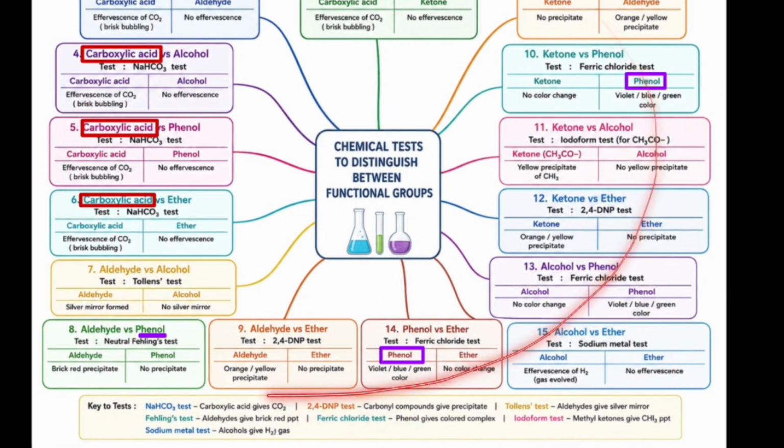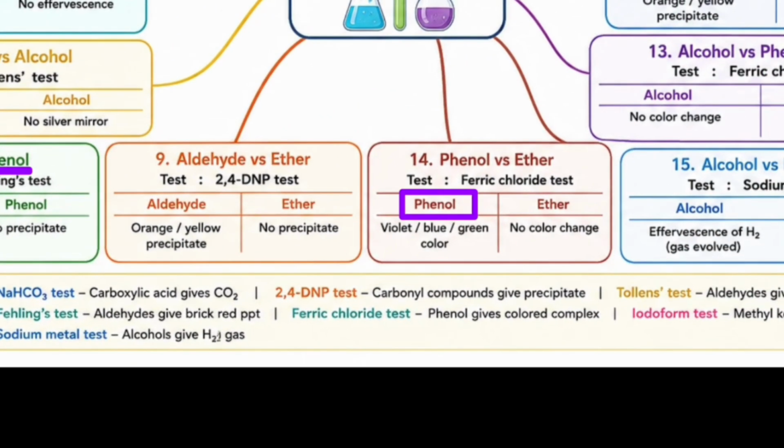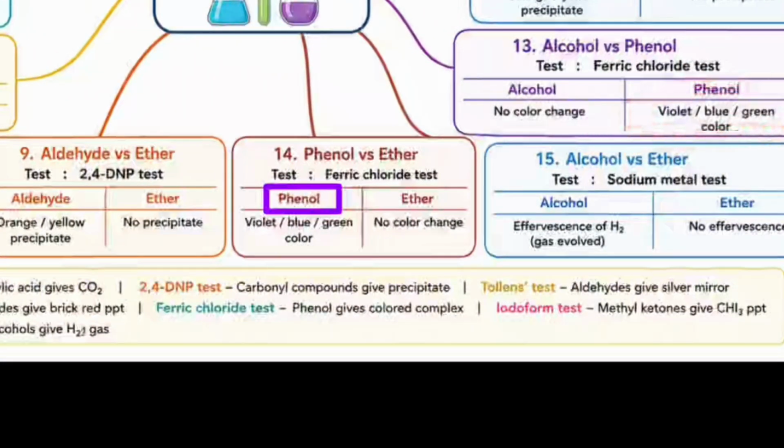So this is the whole summary of the chemical tests to distinguish between functional groups. This is always to be noted: in the NaHCO3 test, carboxylic acid gives carbon dioxide. Fehling's test, aldehydes give a brick red precipitate. Sodium metal test, alcohols give hydrogen gas, whereas ether has no effervescence. Now the 2,4-DNP test: carbonyl compounds give a precipitate. Then the ferric chloride test: phenols give colored complexes, always violet, blue or green. Tollens' test: aldehydes give a silver mirror. And the iodoform test: methyl ketones give a CHI3 precipitate. That's all, and thank you.